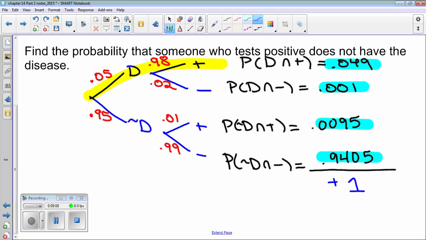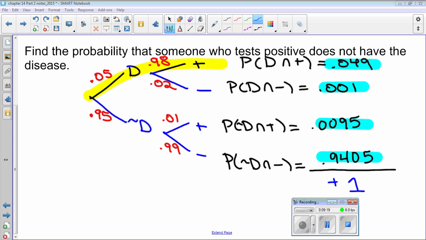So let's use our tree diagram as a tool to answer the question. Let's go back to the question. Let's write in context what it's asking me to do. I want to find the probability that someone who tests positive does not have the disease. It's a given that. It's a conditional. Very good. What is the order of the condition? So given that they test positive, what's the probability that they do not have the disease? Are we okay with that order of the conditional?